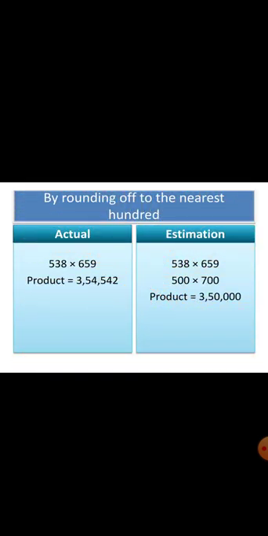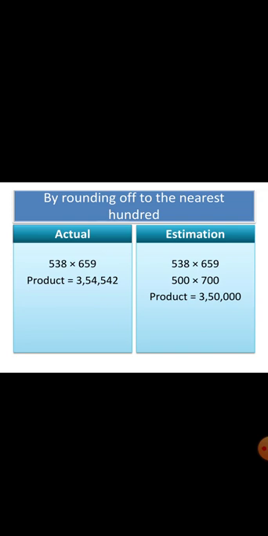Next is by rounding off to the nearest 100. So the actual sum is 538 into 659. And the product we have got is 3,54,542. Now we'll do the estimation.